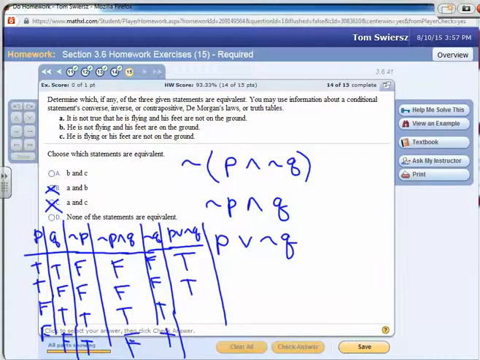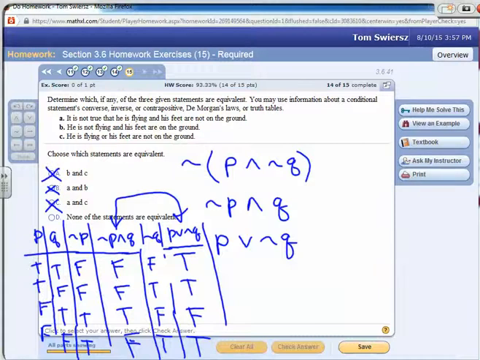I'm sorry, not Q would be false, true, false, true. So P or not Q: true or false is true, true or true is true, false or false is false, and false or true is true. So these two right here do not match, so they're not logically equivalent.